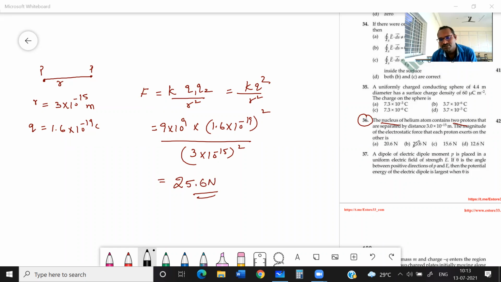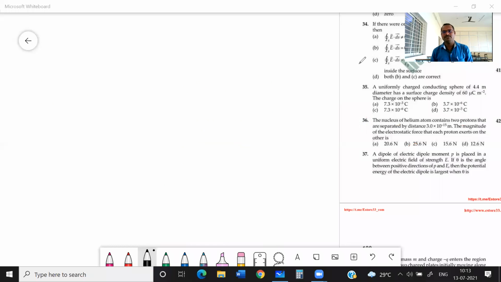Yes, option B is the right answer. Clear, students? A very simple calculation it is. A simple question also. Now, let us go to question number 37.